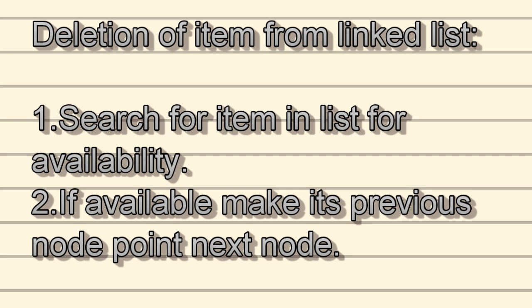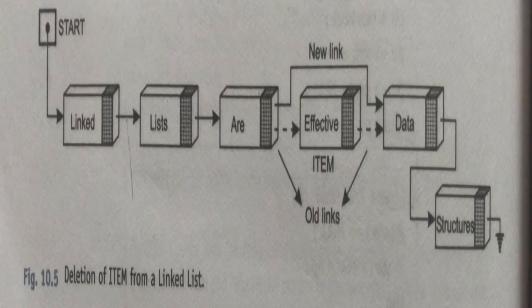You remember that in the previous case when we were talking about arrays, we used to perform a search and then check. If available, make the previous node point to the next node, and accordingly the deletion will be done. As you can see on the diagram, there is the start, and linked lists are effective data structures in which we have new links, and these are some old links which I showed to you.